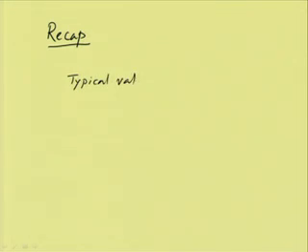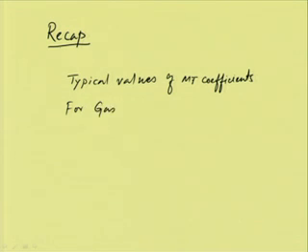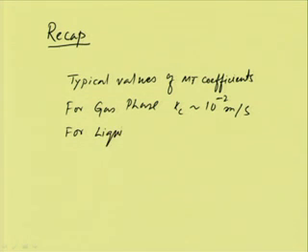The typical values of mass transfer coefficients: for gas phase, Kc is about 10 to the power minus 2 meter per second, and in case of liquid phase, KL is approximately 10 to the power minus 5 meter per second.